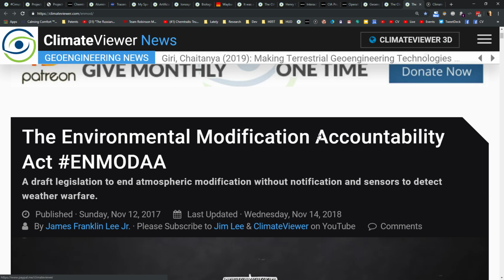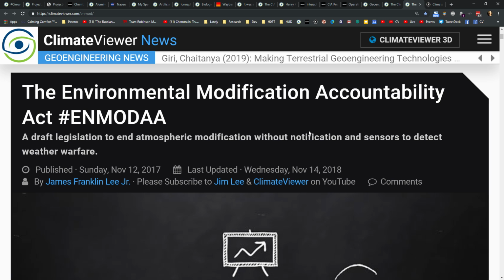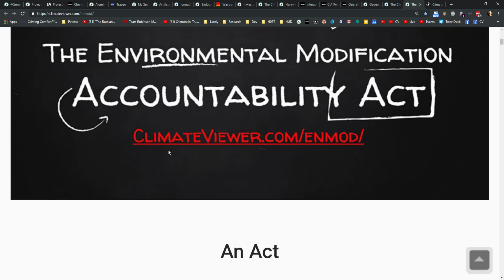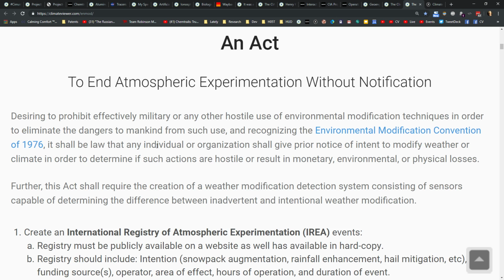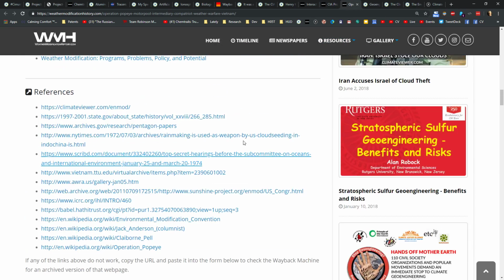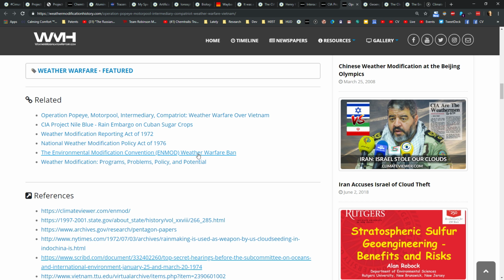That's why I proposed a solution to all of this, called the Environmental Modification Accountability Act, a draft legislation to end atmospheric modification without notification and sensors to detect weather warfare. I hope that you guys will support this act. It is an add-on to the Environmental Modification Convention, ENMOD, or the Convention for the Prohibition of Hostile Uses of Environmental Warfare, right here.